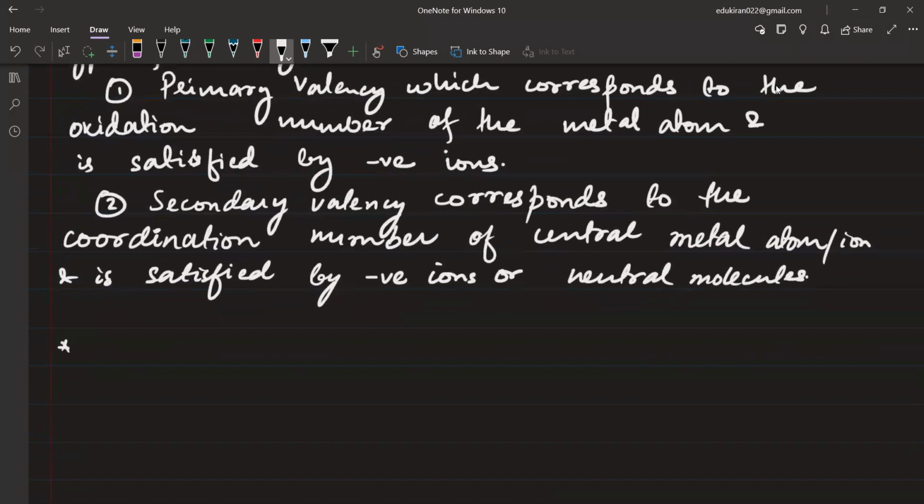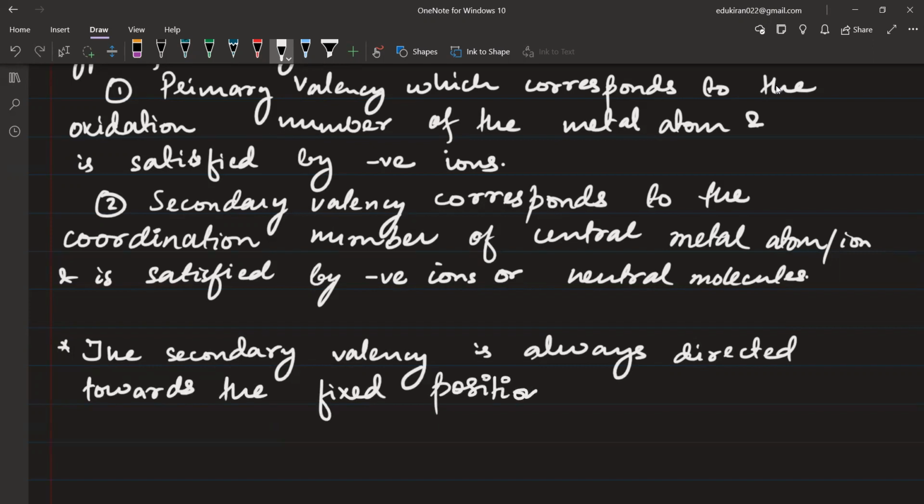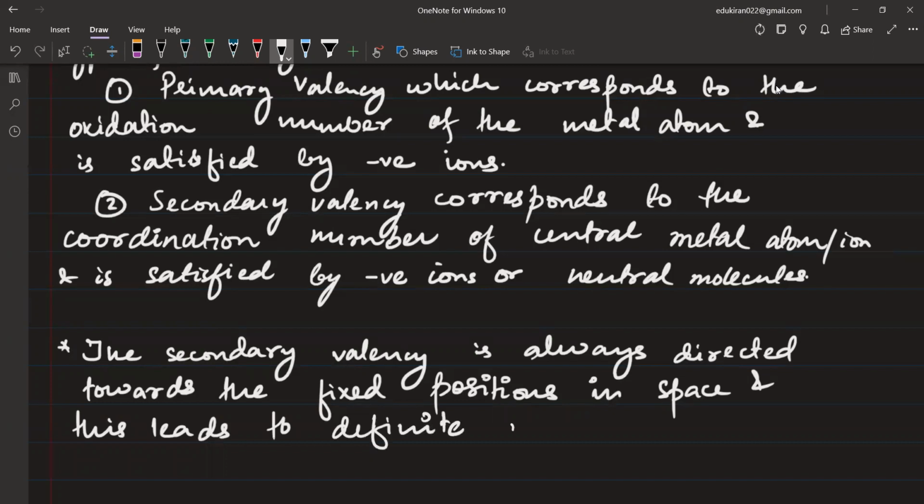The third point: secondary valency is always directed towards fixed positions in space, and this leads to definite geometry of the coordination compound.